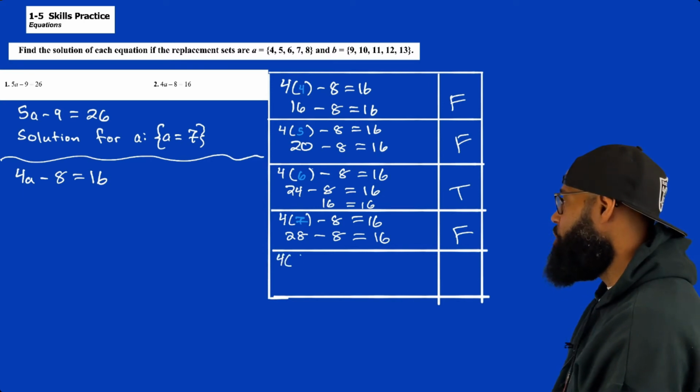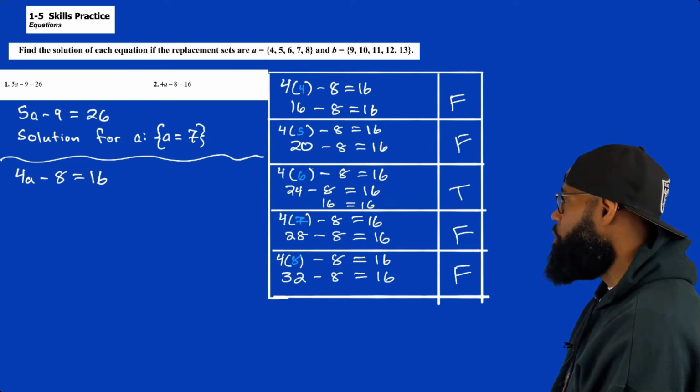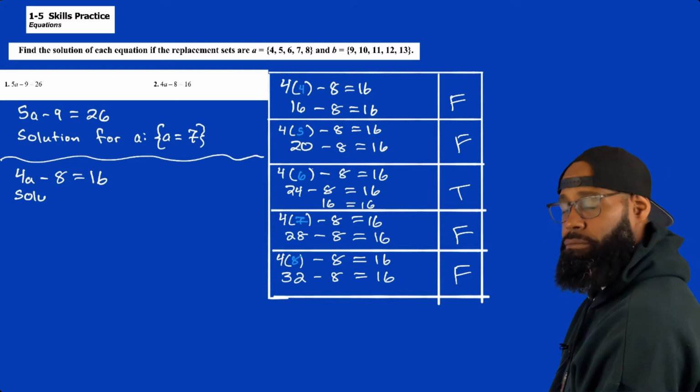4 times 7 is 28. 28 minus 8 will be 20. 20 is not equal to 16. And I'm guessing if 7 don't work, 8 ain't gonna work, right? So 4 times 8, 32. 32 minus 8, I think I know what that is. And it shows 8, 16. So there we go, guys. 1 and 2 done. And again, I think we got it.